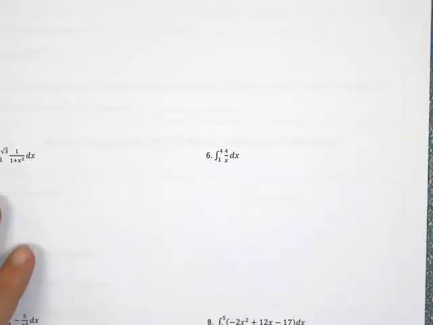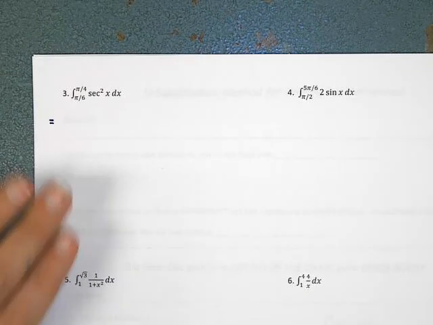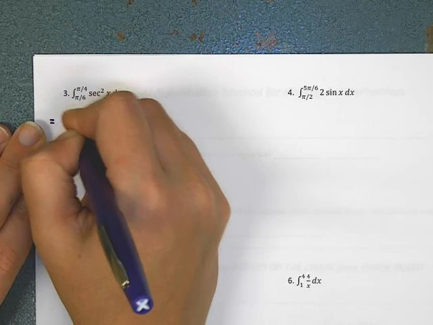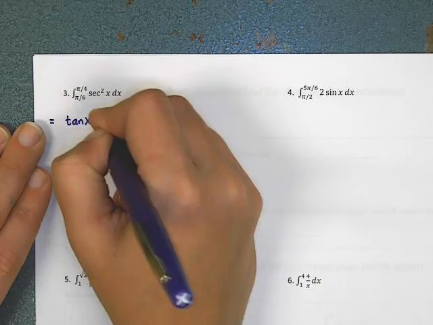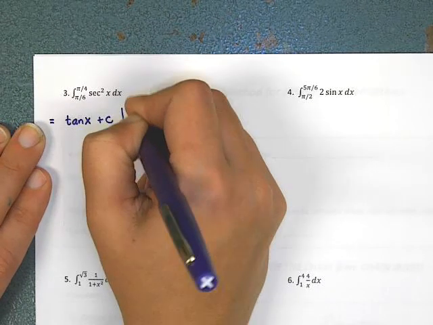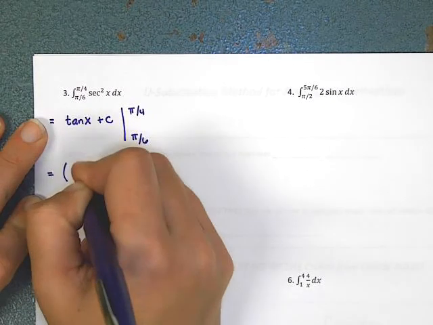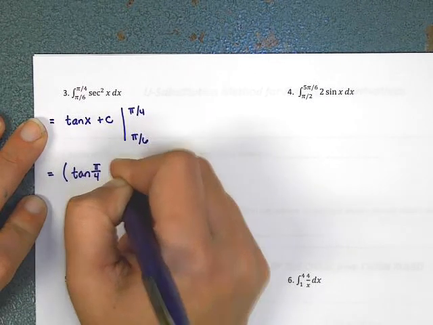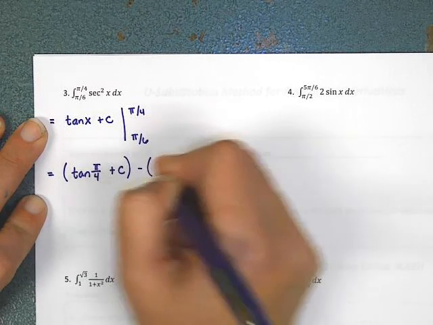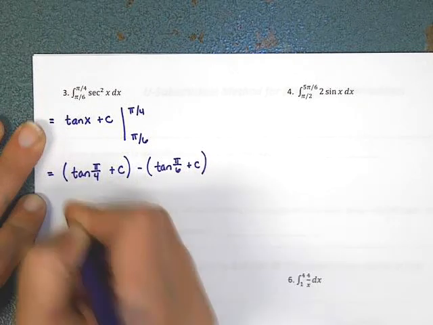So for number 3, if I said figure out the area underneath a secant squared graph between pi over 6 and pi over 4, step 1 would be to figure out the antiderivative. Well, the antiderivative of secant squared is just tangent plus c, evaluated between pi over 6 and pi over 4. Now I would plug in the pi over 4 first. So I would have tangent of pi over 4 plus c minus tangent of pi over 6 plus c.